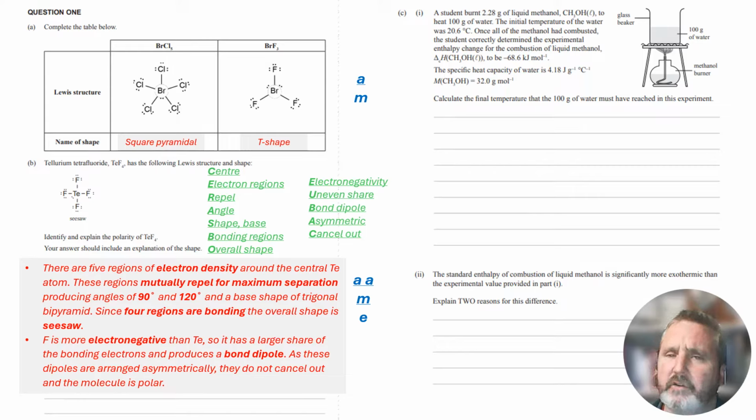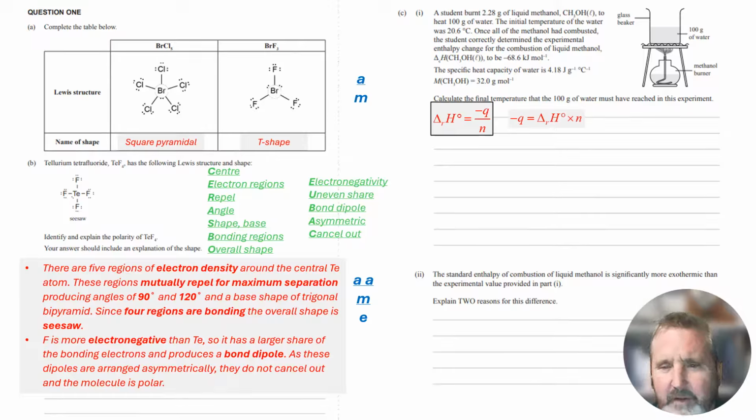So let's start off with a couple of equations that we're going to use. The first one is we're going to find the total amount of energy by working out the total energy change equals the amount of energy divided by the moles. Our first step here is, well, I've rearranged that equation.